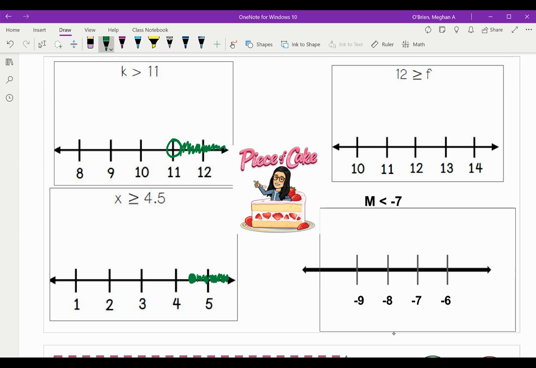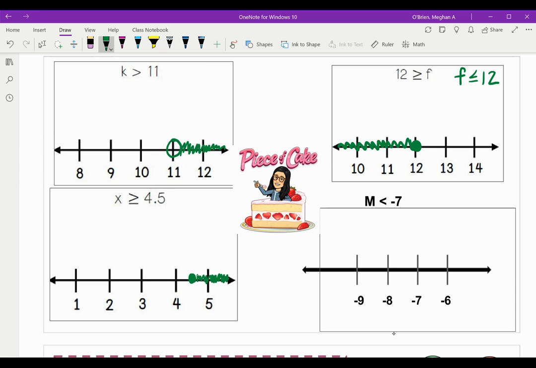Okay, upper right corner. 12 is greater than or equal to f. So we can also rewrite this if it helps you to have the variable written first and think about it that way. Feel free to just flip it around and think about it. It helps me for sure. So f is less than or equal to 12. That's allowed. So all the numbers less than or equal to 12 would look like this. It includes 12, and all the numbers less than it, all the way to the left, all of those.